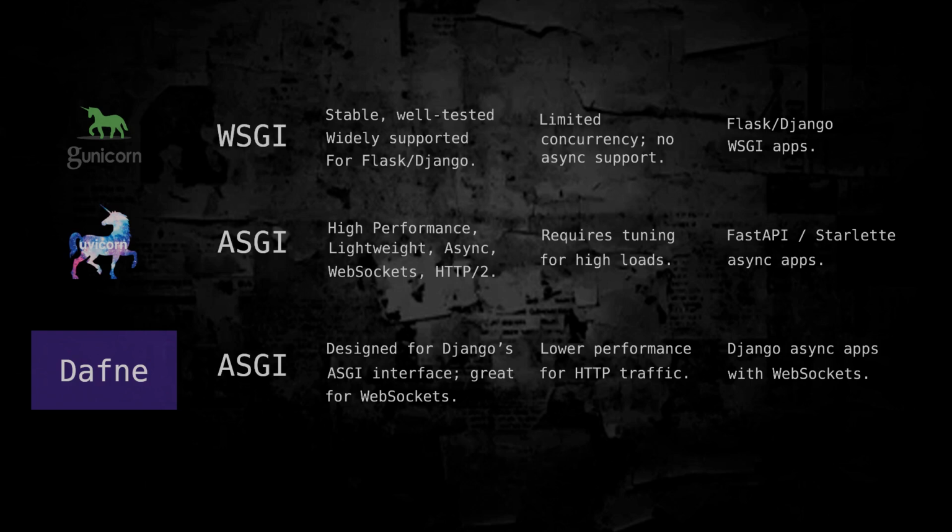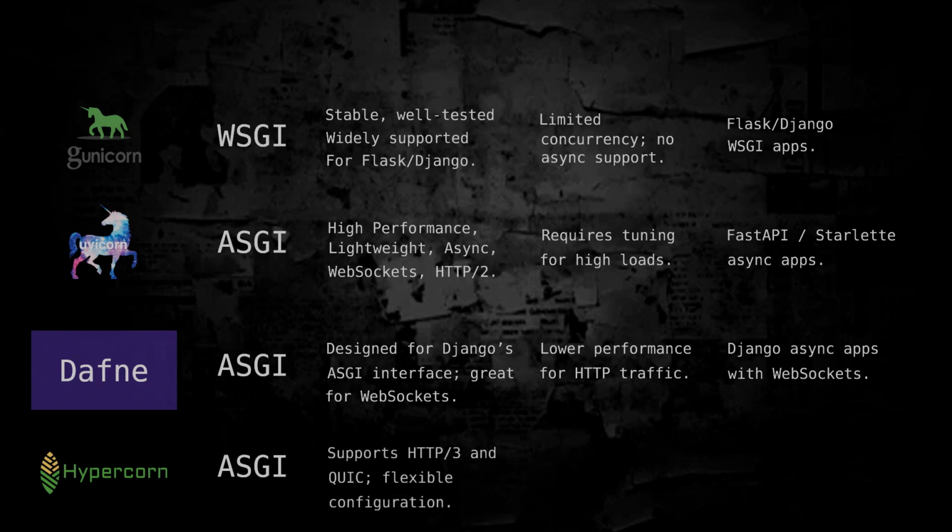Our next beautiful server, Hypercorn. It is highly flexible, supporting modern protocols like HTTP2 and HTTP3 and WebSockets. It works seamlessly with asynchronous frameworks like FastAPI and Starlette, and its rich configuration options allow fine-tuning for advanced use cases. While powerful, Hypercorn is not as lightweight or fast as Uvicorn for basic applications.